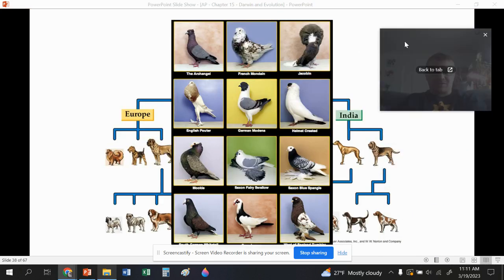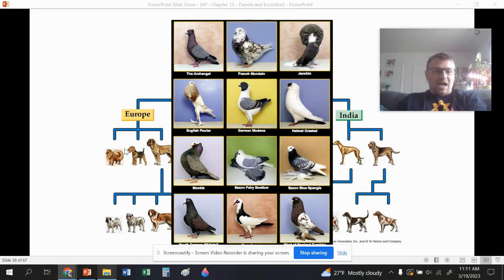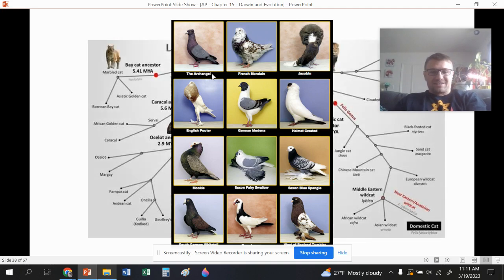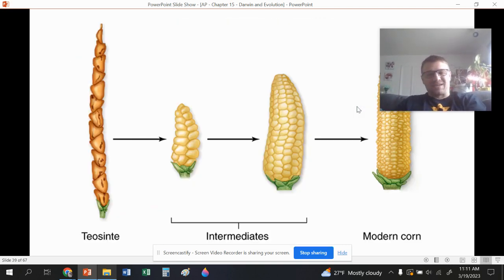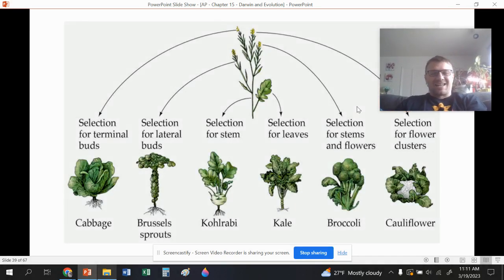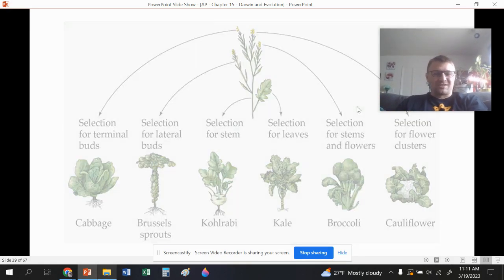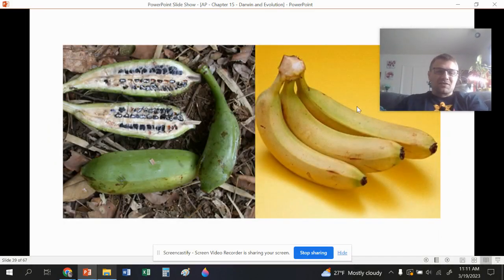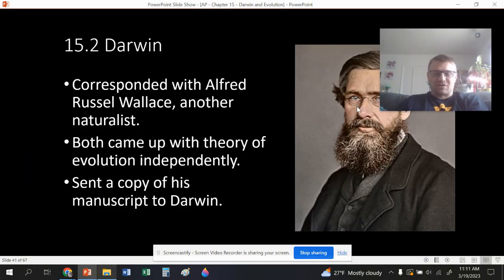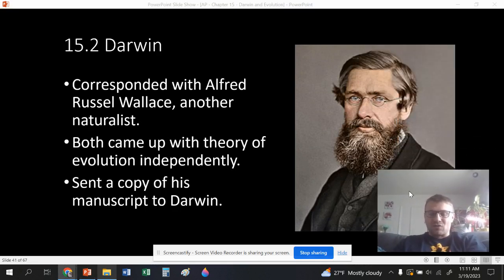And we see a lot of different, now you can see the two images here, but dogs are an example of this. Pigeons were an example of this. Look at these pigeons. Cats are an example of this. Cows are an example of this. Chickens, wild pigs, corn is an example of this. All these different types of vegetables are an example of this. So artificial selection has really... I like showing that picture of the watermelon, what it looked like in the 1600s and what it looks like now. But artificial selection is how we have so many different variations and kind of food production in our agricultural business today.